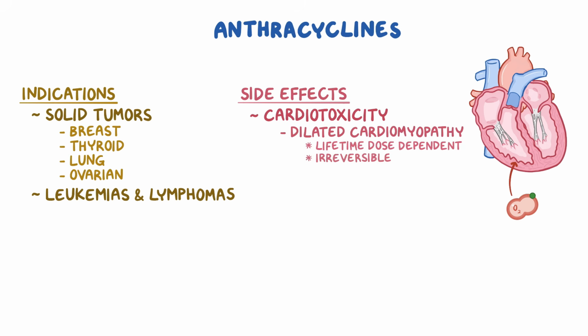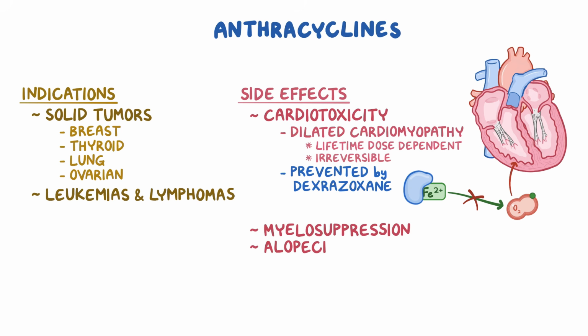But the good news is that cardiotoxicity can be prevented with dexrazoxane, which is an iron chelating agent that binds to iron in the myocardium and prevents the production of free oxygen radicals. Other side effects include myelosuppression and alopecia.